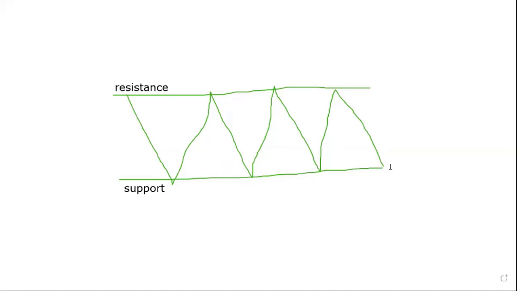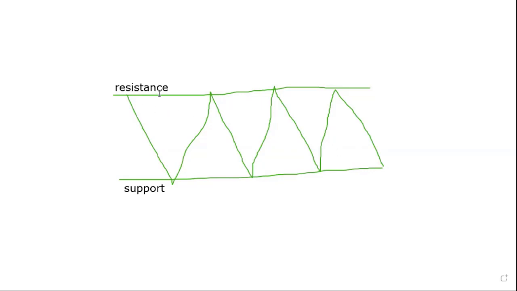Look at support as the floor. You see, if a ball bounces on the floor, it's not going to go into the ground. It bounces off the floor. So this is the same thing happening here. Price comes and bounces off. Price comes and bounces off. So you will place your support here, so you realize that price is not breaking any further downwards.